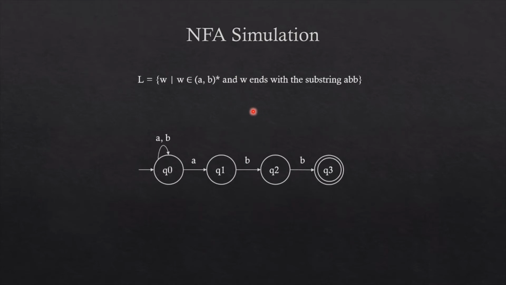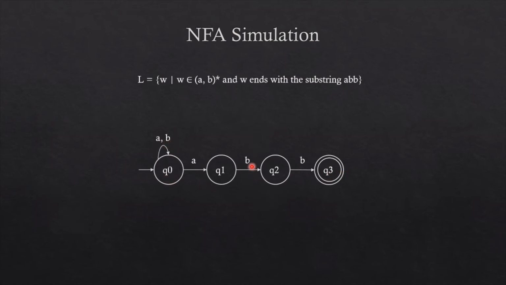Now let's check out an NFA that accepts strings that end with the substring ABB. For this NFA, we don't really care what's at the beginning of the string. So whatever it starts with, we're going to leave a flow at the start state Q0. So Q0 has a loop transition on A, B, both of the symbols.